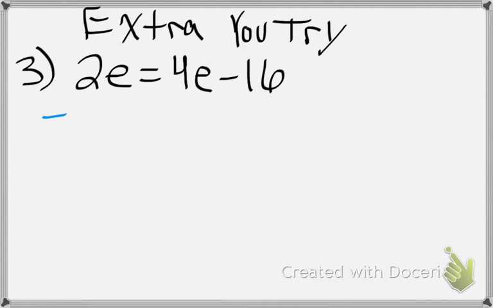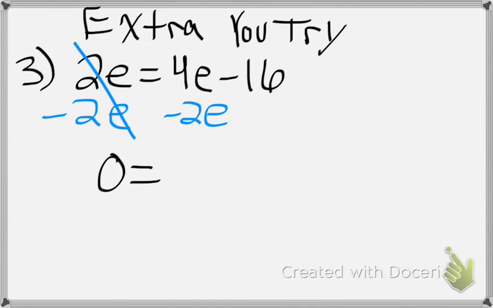So let me show you what that looks like. If you subtract 2e from both sides, they cancel on the left. But on the left, there's nothing else there, so you have 0. And on the right side, 4e minus 2e, well, that's 2e. You still have minus 16. Now, if you take it from here, you're going to add 16 to the other side, then divide both sides by 2. That's one thing you could have done.